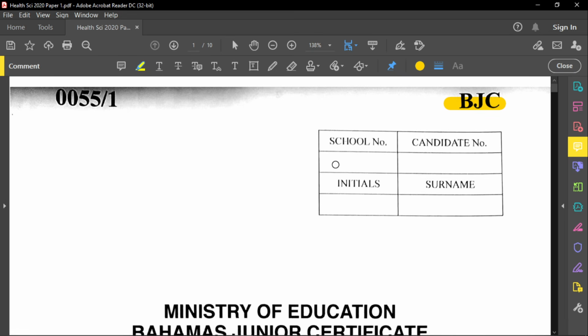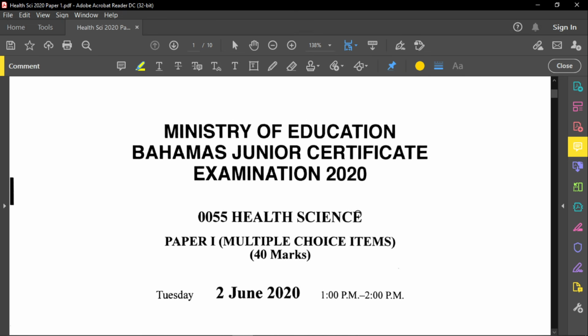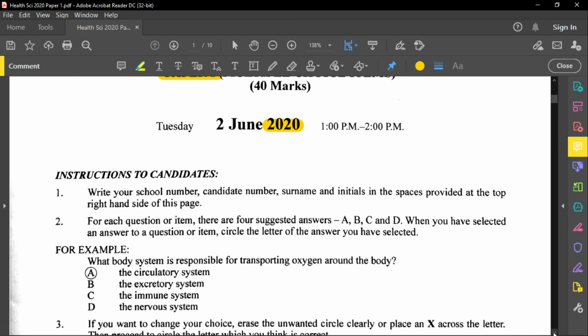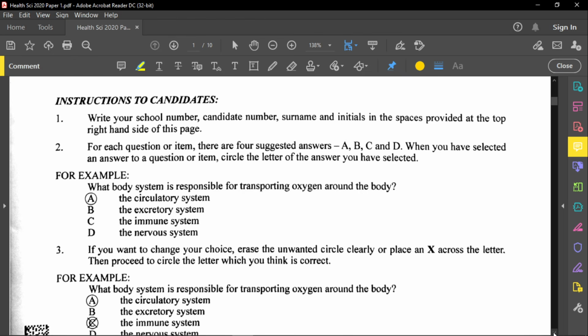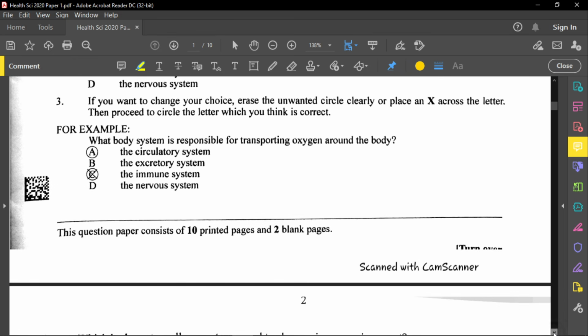Before you start this exam, please remember to write your school number, your candidate number, your initials, and your surname. Today we're doing a health science paper. We're doing Paper 1, which is a multiple choice paper, and we're doing this from the year 2020. Before you start the exam, also please remember to read through the instructions carefully and follow the directives given by the examiner. Now, let's jump into our first question.